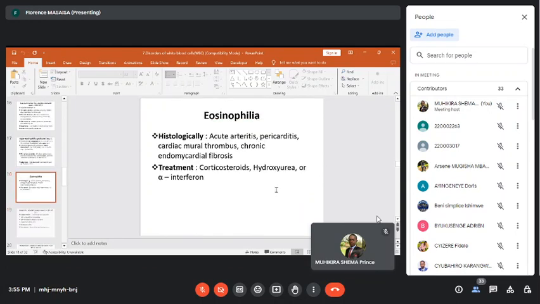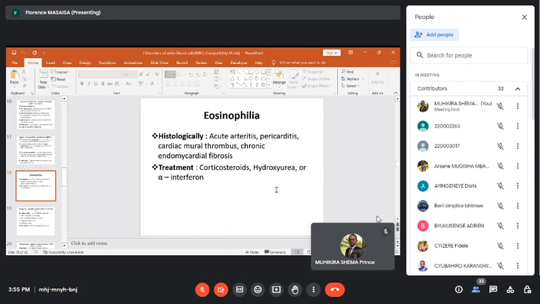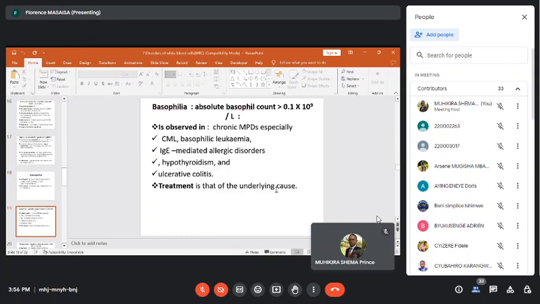When you go for histology, you may see some features of acute arteritis, pericarditis. So with this condition, most of the time it is associated with some underlying condition. The treatment may work with corticosteroids. It may also be treated by hydroxyurea, which will decrease the number of the cells.